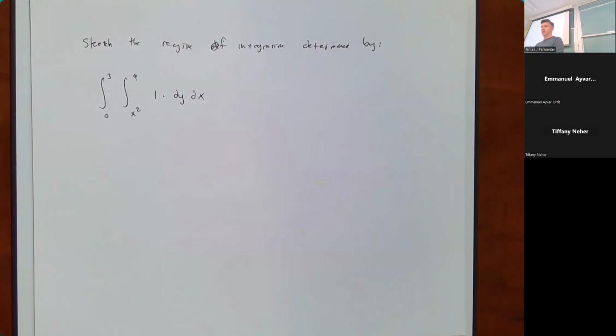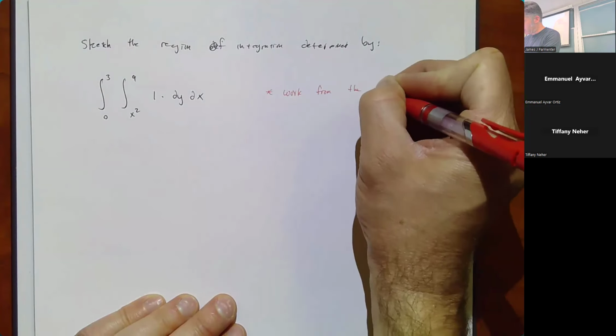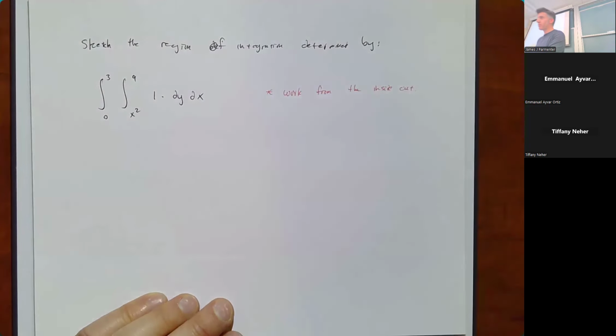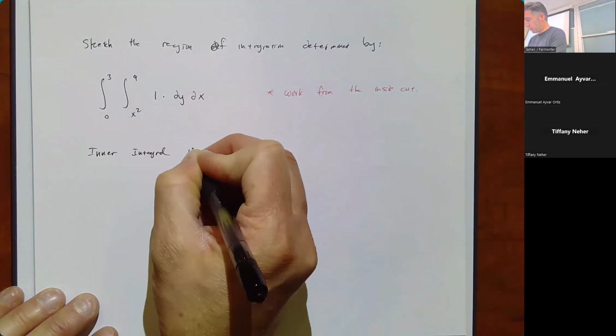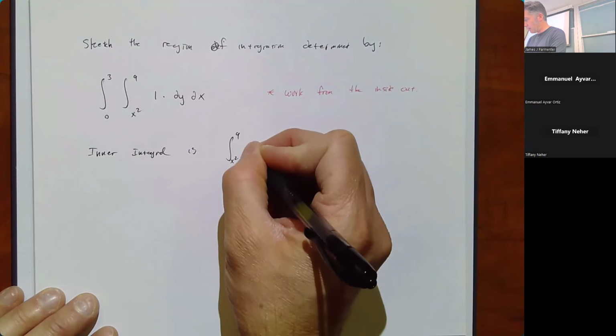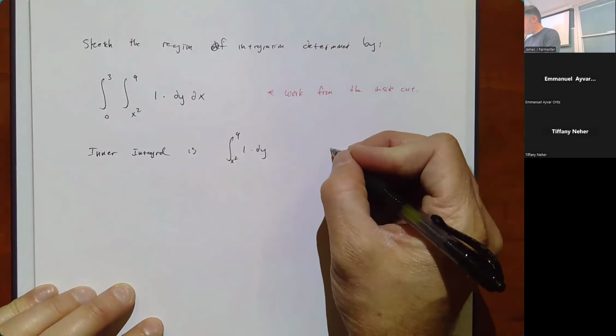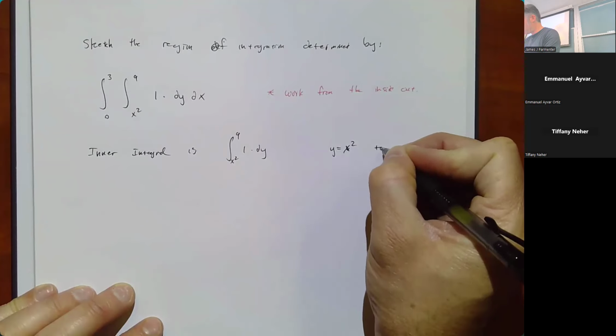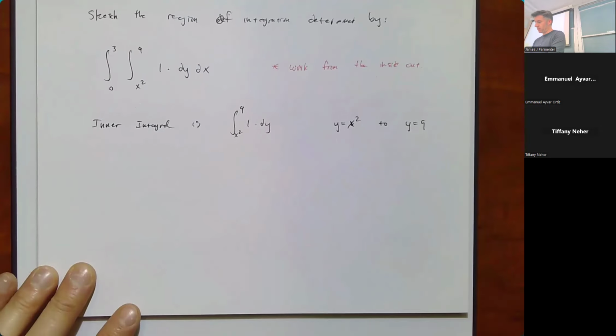And so when you do this, I'm going to say this lots, we always want to work from the inside out. Work from the inside out. So I can see that my inner integral is the integral from x squared to 9 of 1 times dy. So what I'm thinking here is that y is going from a low of x squared to a high of 9. So I'm going y equals x squared, y equals 9. So I'm just going to draw those functions. I'm trying to sketch the region.